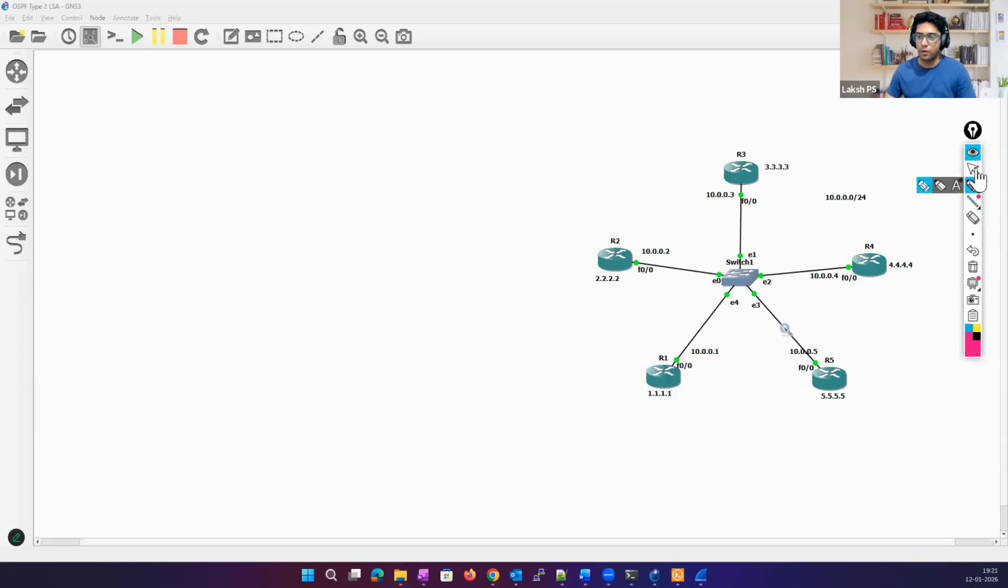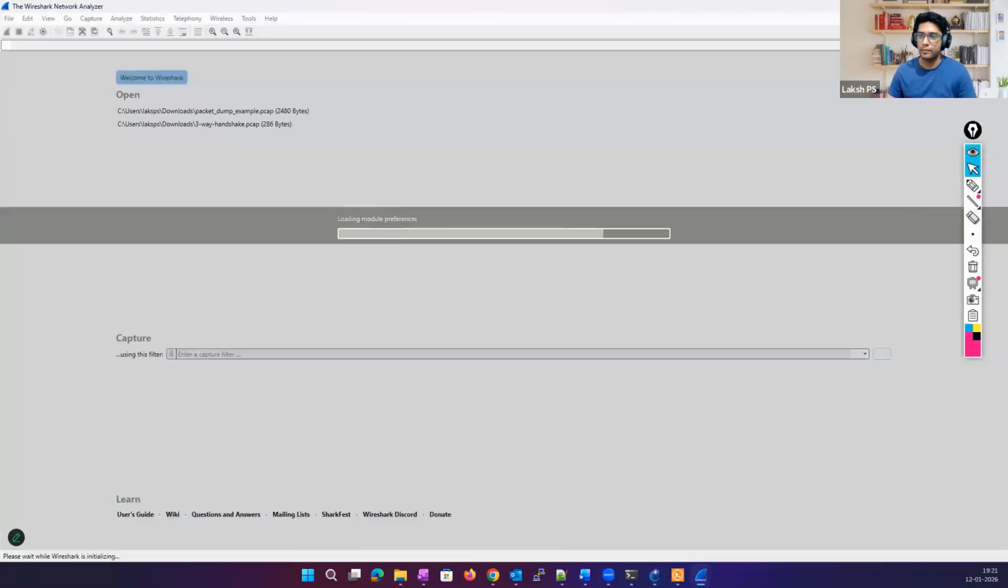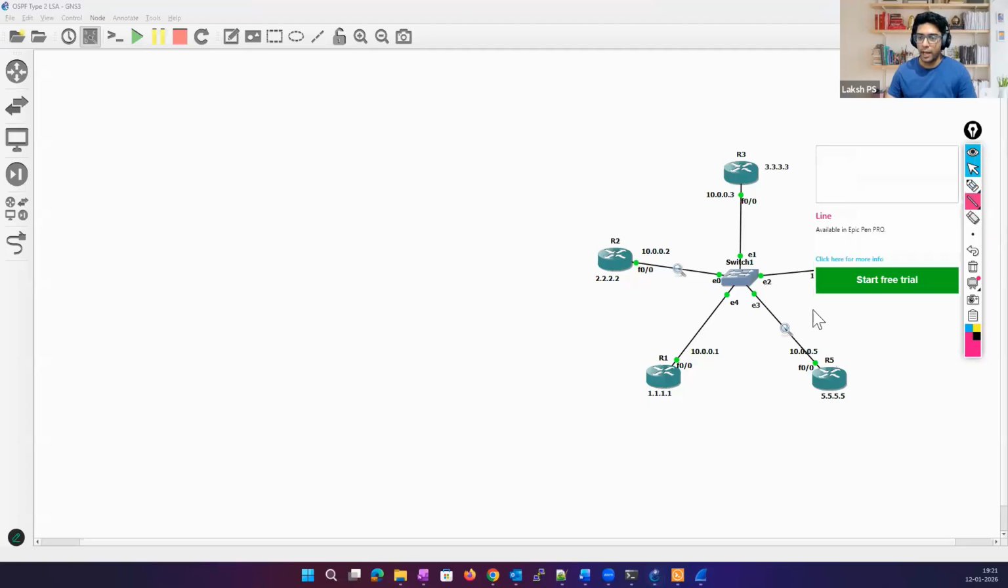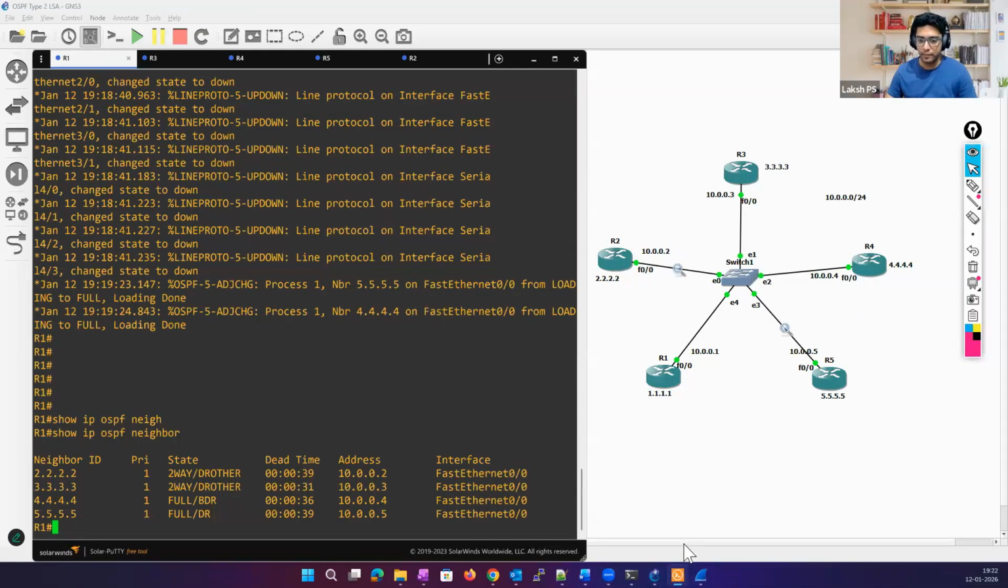So let me capture one more link. That is R2. So I'm capturing this link and this link. This link has a DR on it, and this link has a non-DR, or a DR other, on it.